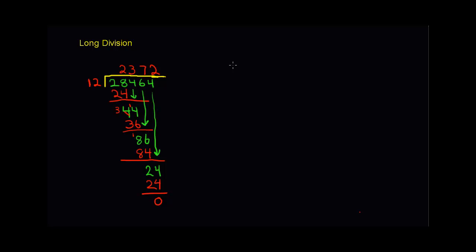Let's do another problem. That one didn't take too terribly long. It looked really complicated at first, but it wasn't so bad. Now in this problem, our dividend will be, let's see, 3,234. I think we'll divide that by 8.